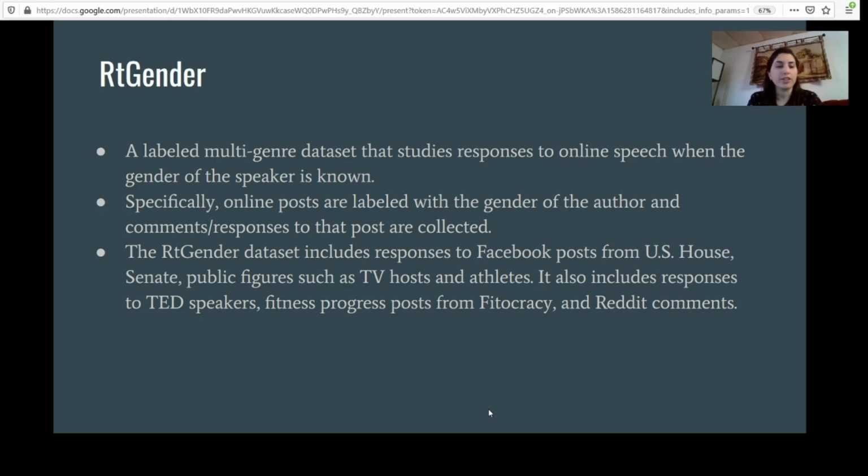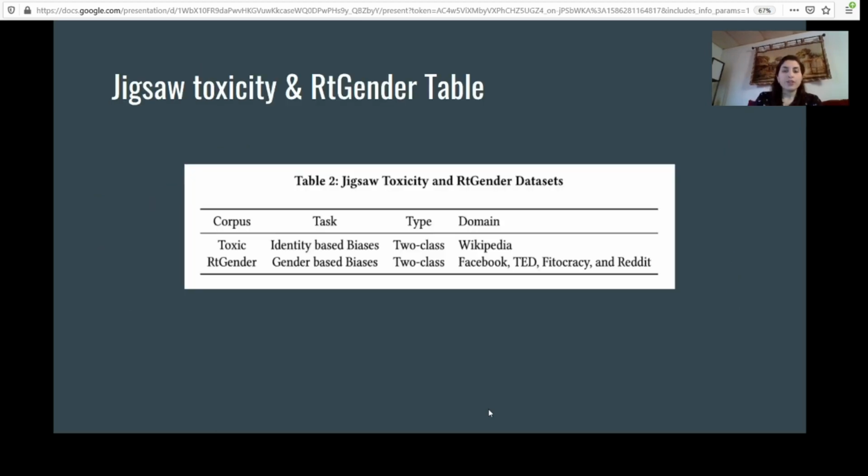The RT gender data set includes responses to Facebook posts from the U.S. House, Senate, and public figures such as TV hosts and athletes. It also includes responses to TED speakers and so on. You can see here in the table the corpora, toxic and RT gender, with identity-based biases and gender-based biases, their type and their domain, which is different, but the type is for both two classes.